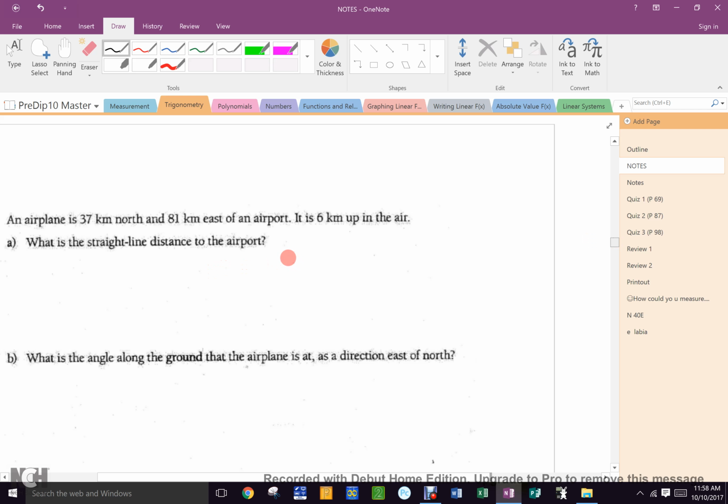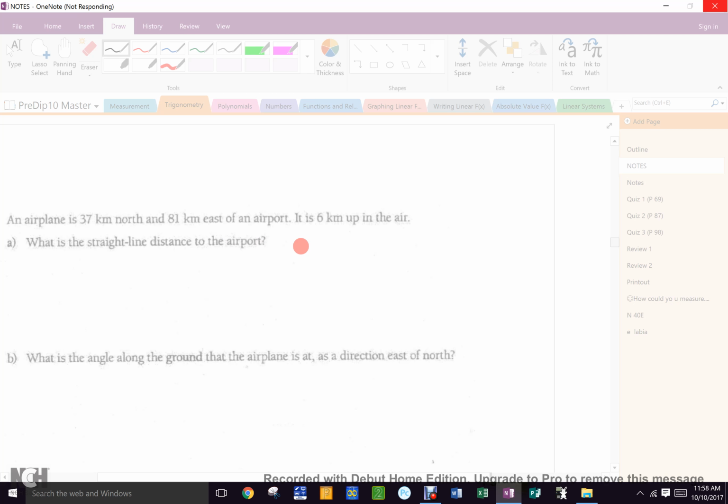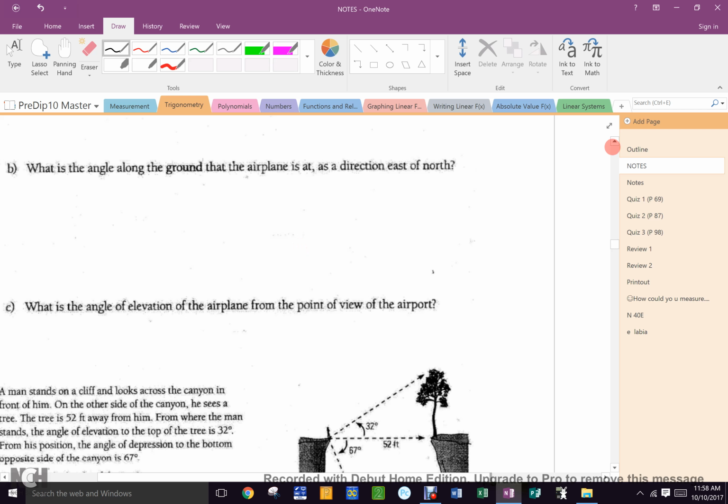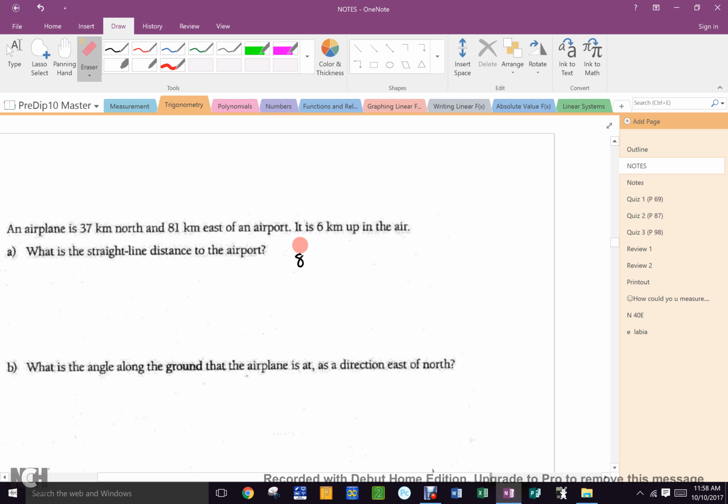This question, I don't fully remember, but I think this is 84, actually. But I should go over it anyway, because people have a lot of trouble with this question. Here's the airport. The plane is 37 north, 81 east. So if the plane were on the ground, it would be right here, wouldn't it? That hypotenuse, yes? Which would be the square root of 37 squared plus 81 squared, yes?